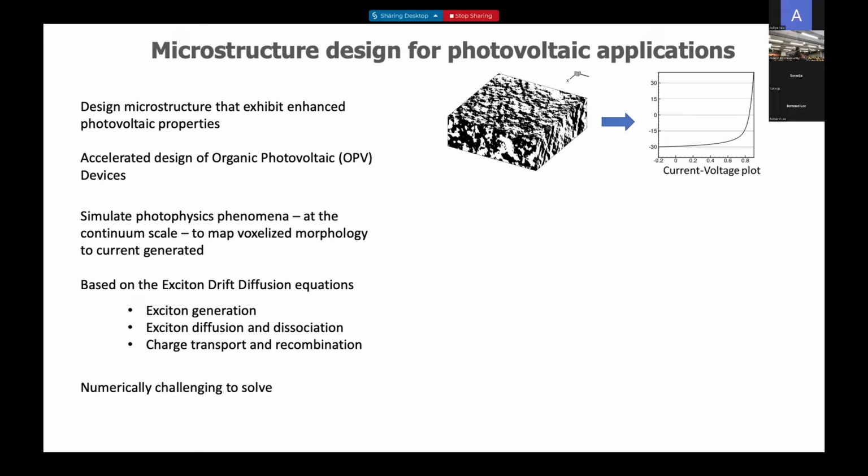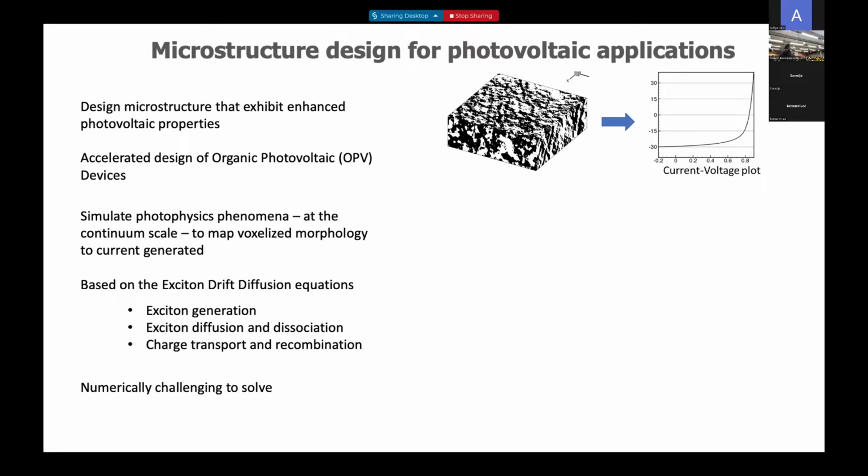Mostly the work has been trial and error in terms of experimental design. But in the last couple of years, people have come up with computational approaches. The basic physics here is determined by what is called the exciton diffusion equation. This is an augmented form of the Poisson-Nernst-Planck equation.